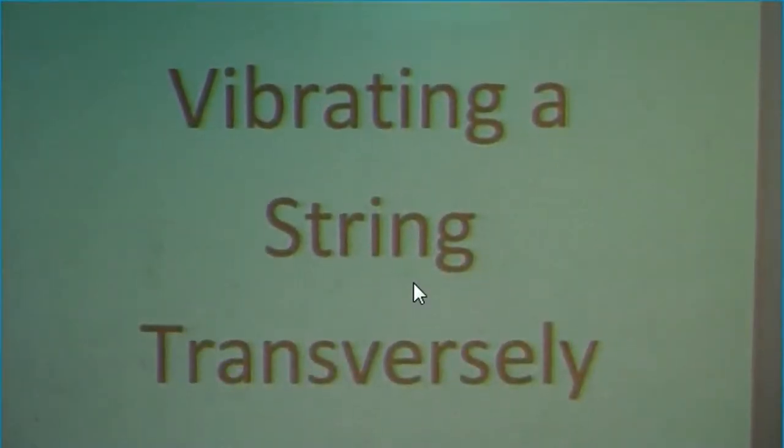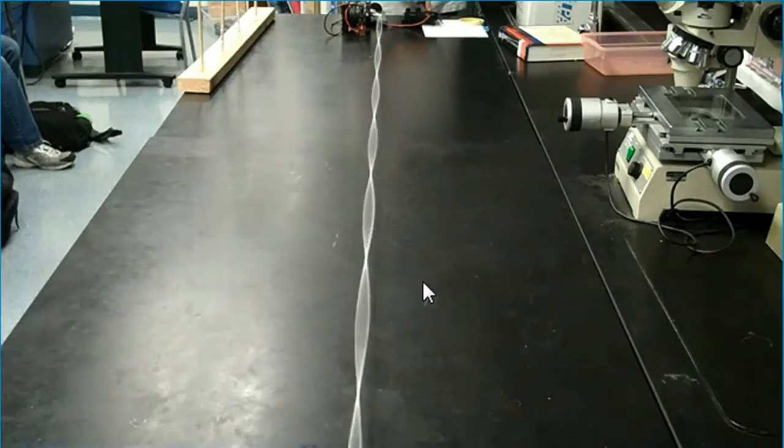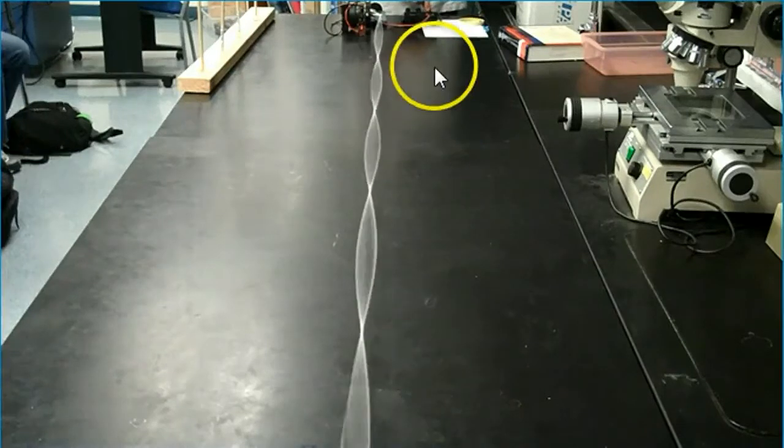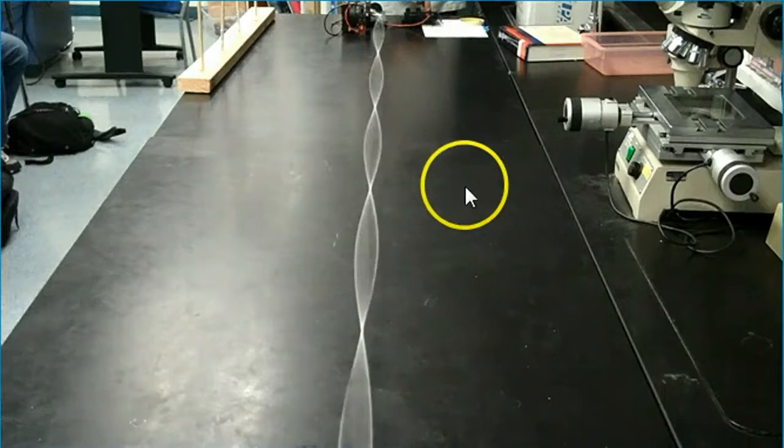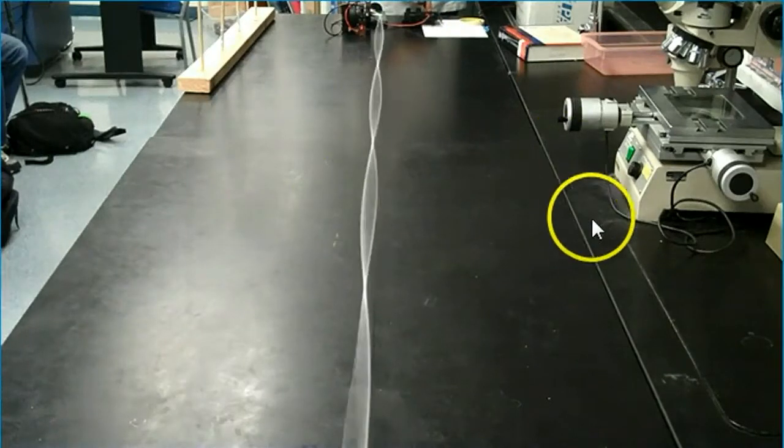Now let's vibrate a string transversely. A transverse wave is when the medium, in this case the string, vibrates perpendicularly to the direction of travel of the wave. In other words, the wave is traveling along the length of the table, but the spring is vibrating across the width of the table.